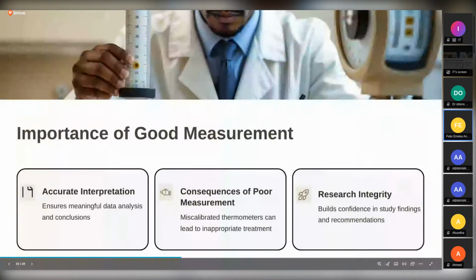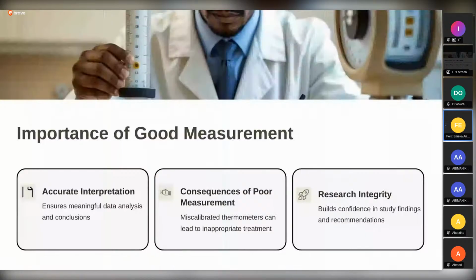Okay, so the importance of good measurement that we have been talking about. One, accurate interpretation. The reason why you do all this reliability, validity, and all these things I've been saying is the fact that when you ask somebody, how old are you? Look at it this way.